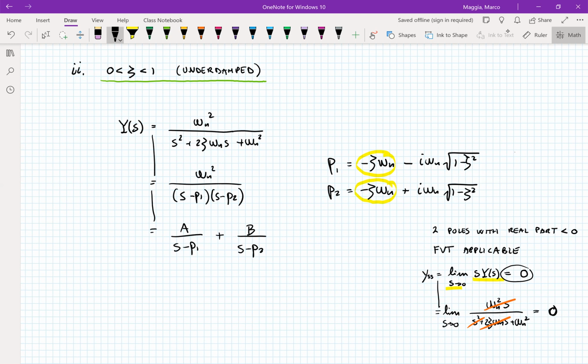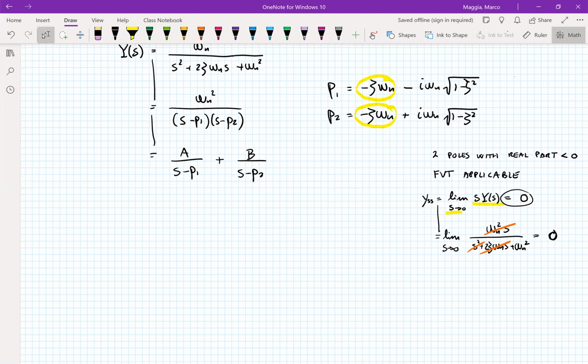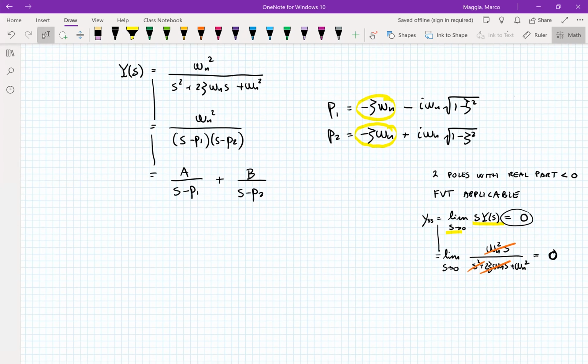All right, but now if we want the long version of the output, we have to perform the partial fraction expansion and the inverse Laplace transform. So let's do that. Now we need to find A and B. We proceed as usual. We have A times s minus p2 plus B times s minus p1, and this has to be equal to omega n squared. We can rearrange things, so we have s times A plus B minus A p2 minus B p1 equals always omega n squared.